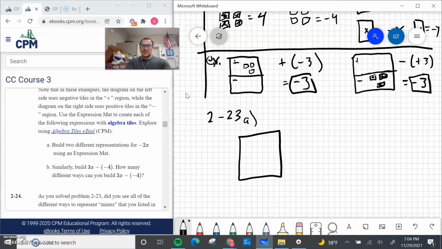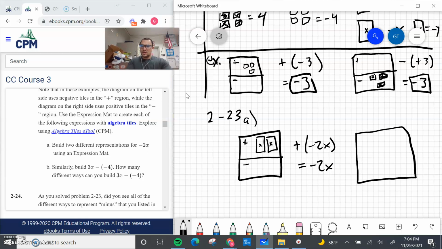So I'm going to go ahead and say that this is my positive, this is my negative. I have negative 2x. There's 1x, there's 2x. So that's positive negative 2x, which equals negative 2x. And then another one is going to be positive negative, and I'm going to put x. And I'm going to try to shade it as best as possible. And that is going to be negative 2x, because they're two positives in a negative region. So that's going to be it.